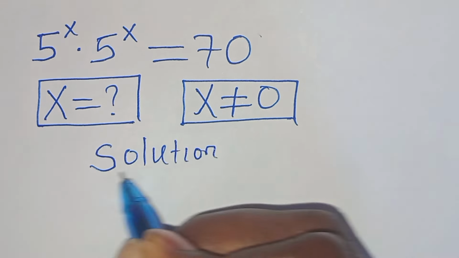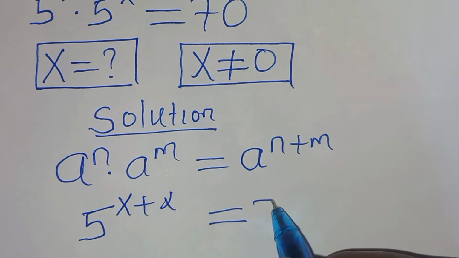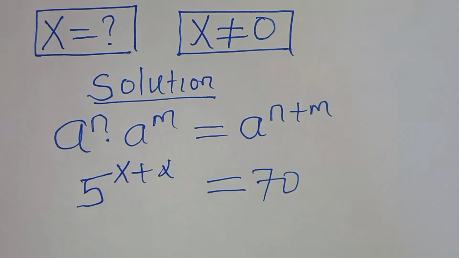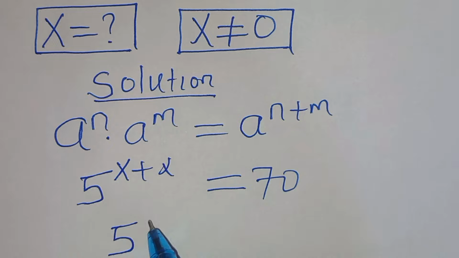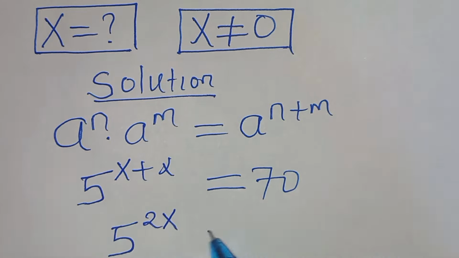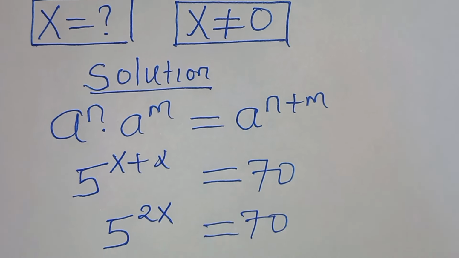So this exponential equation is in the form of a raised to the power of n times a raised to the power of m, and this can be expressed as a to the power of n plus m. So here we have 5 to the power of x plus x. This is equal to 70. So we have 5 raised to the power of x plus x. This is 2x. This is equal to 70.